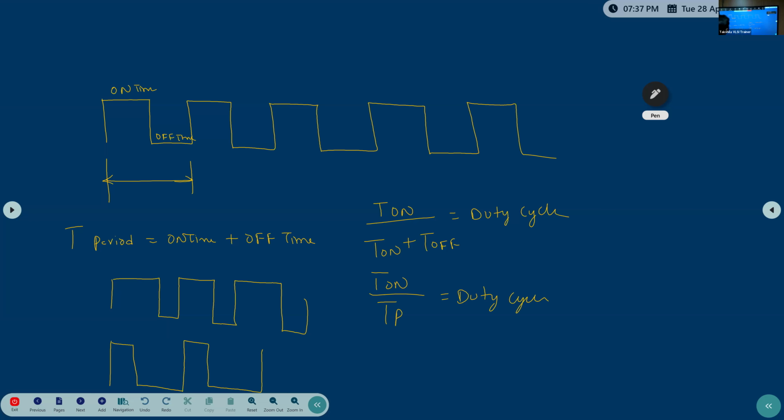Clear, right? So T on by T on plus T off, that is T on by TP, equals the duty cycle. Clear? Frequency means what? Frequency equals 1 by TP, the time period. This is the frequency. Any questions, any doubts here? No, sir.